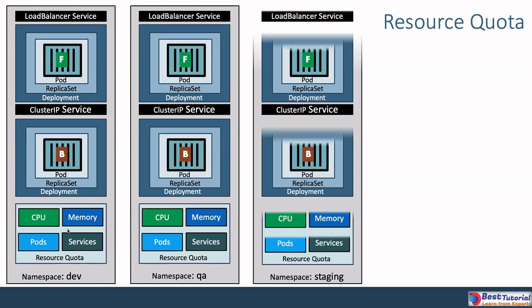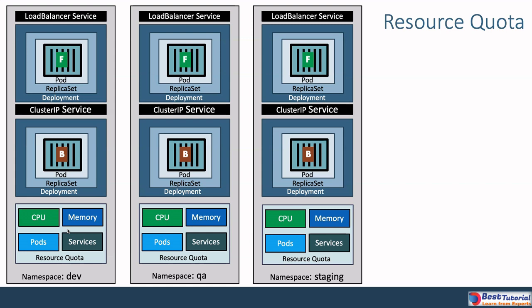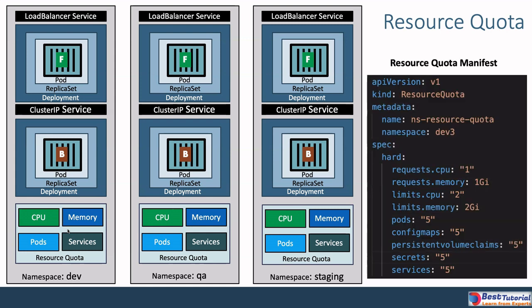So in QA or in staging, everywhere you can define these resource quotas. This is the sample manifest of the resource quota. The kind is going to be ResourceQuota, and the metadata name is ns-resource-quota, and the namespace it belongs to is the dev3 namespace. And in spec you can see that it starts with hard, meaning the hard limits we are going to define for those resources specific to that respective namespace.